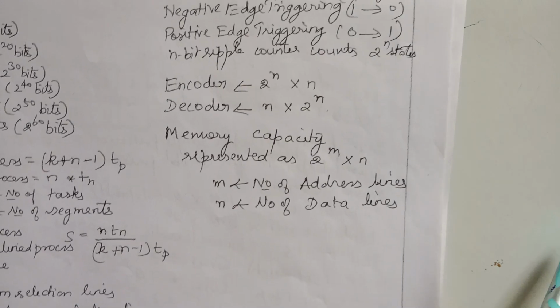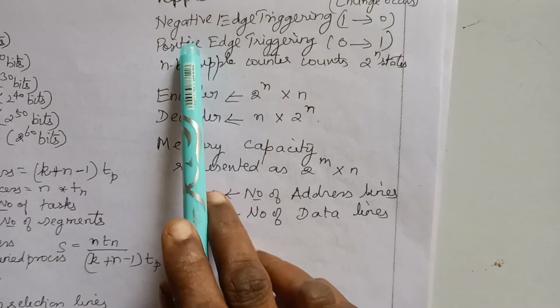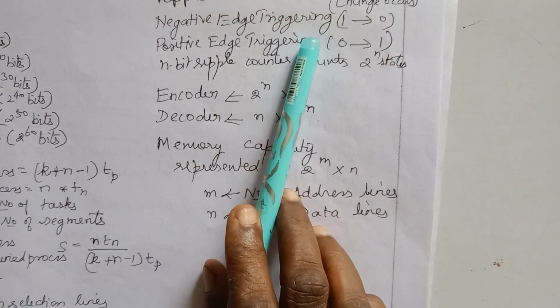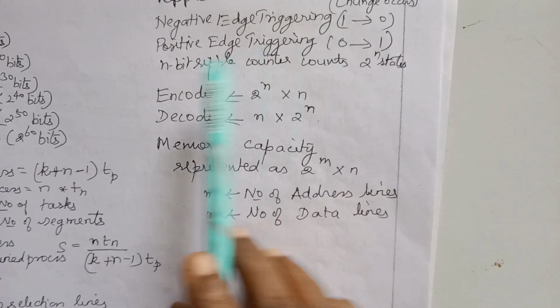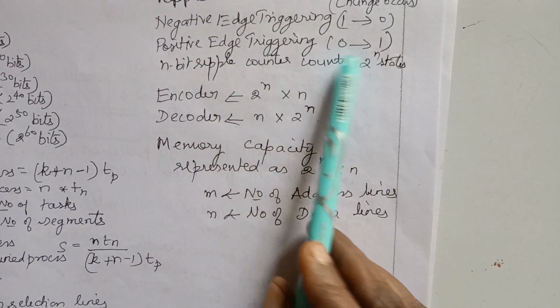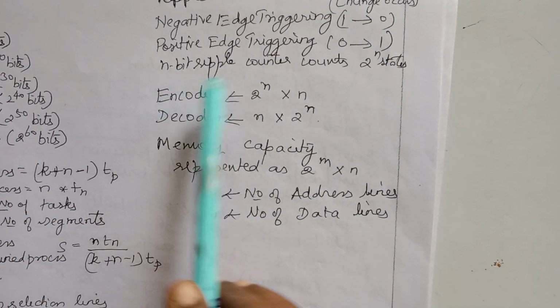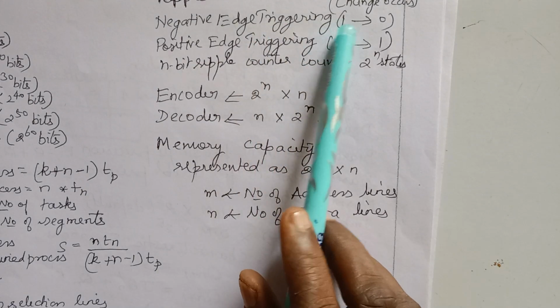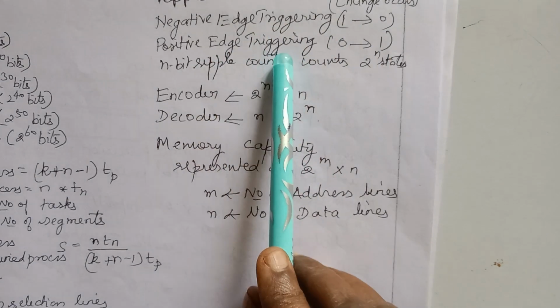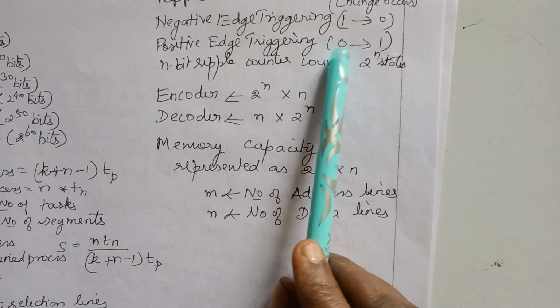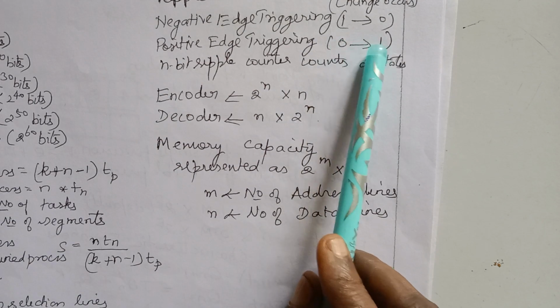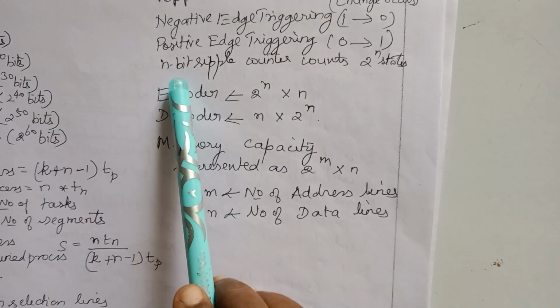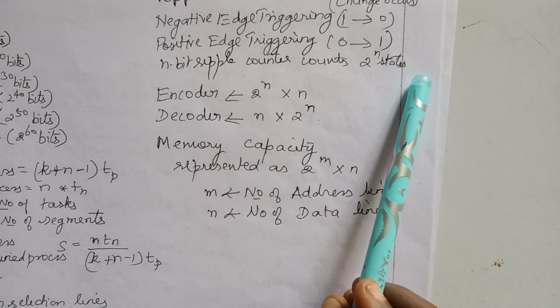Then ripple counter. In a ripple counter, you need to remember that negative edge triggering means the change from 1 to 0. Positive edge triggering means 0 to 1. Okay, so negative edge means the change occurs from 1 to 0, and positive edge triggering means the change occurs when it moves from 0 to 1. An n-bit ripple counter counts 2 to the power n states.